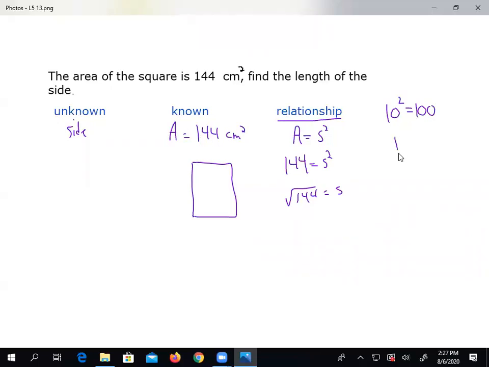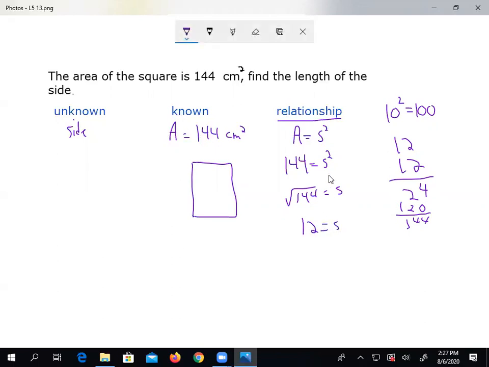So if I try maybe 12, 12 times 12. This is looking pretty good. So 12 would be the value of S.